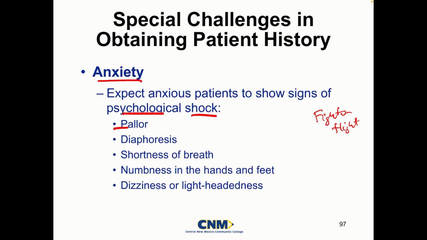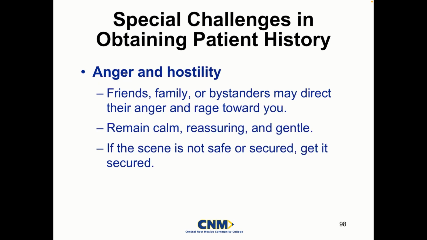Pallor, that's to kind of describe changes in the patient's skin color. They may be sweaty or diaphoretic. Shortness of breath, the medical term for this is dyspneic. So dyspnea is shortness of breath. Numbness in the hands and feet can occur. That can be a result of the patient being anxious and breathing too fast. Dizziness or lightheadedness can occur. So again, these things are similar to what happens when a person is in the early stages of shock, and they may not be able to recognize it yet.